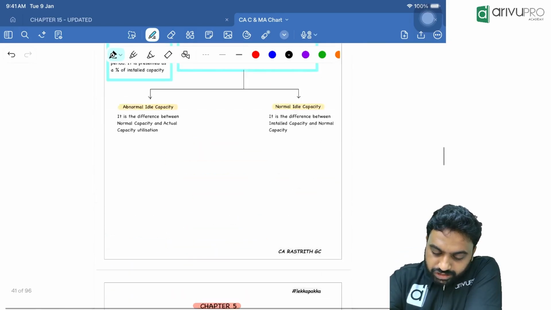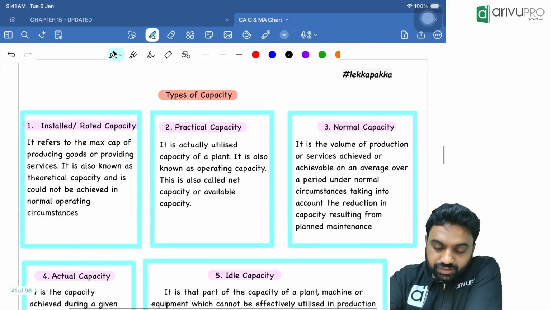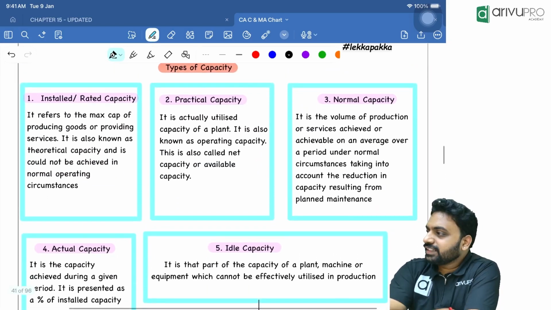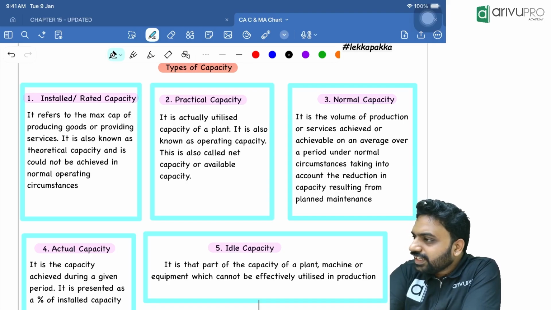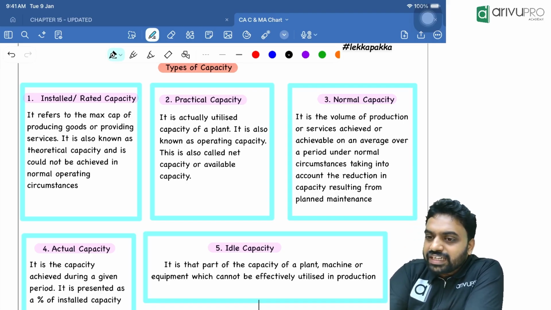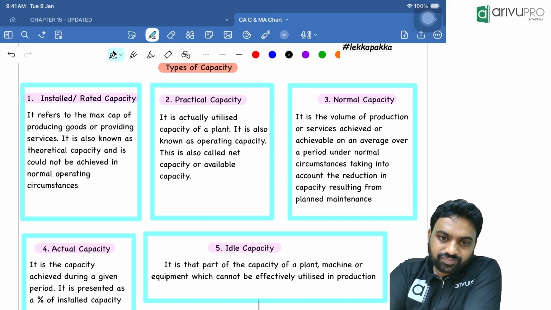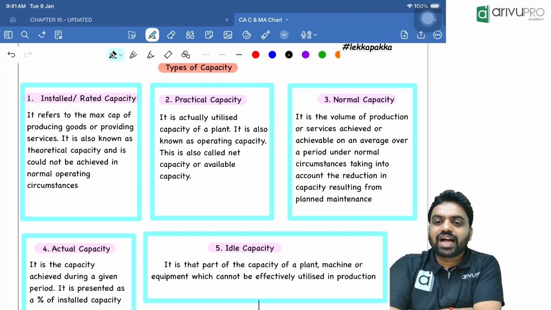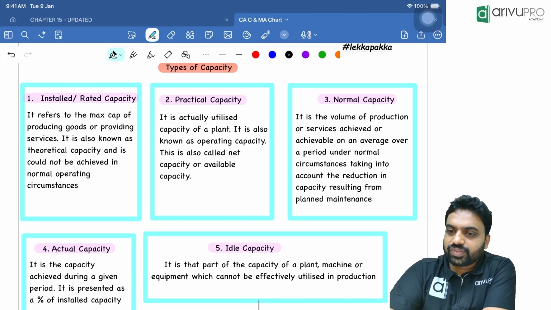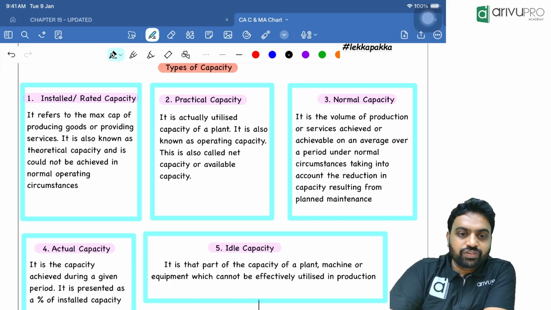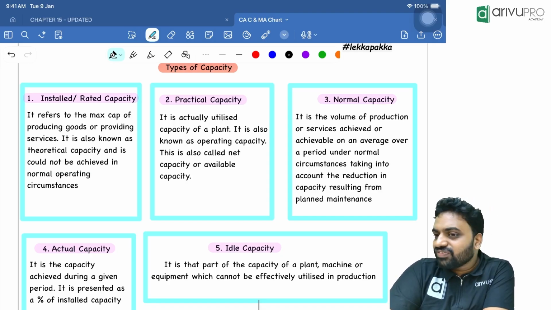Now, last topic, that is types of capacity. We have installed capacity or rated capacity. It's also called theoretical capacity. This is the capacity which practically we can't achieve at all. For example, whenever we buy any machine, that person tells you, you can run this machine every day for 20 hours, all the 365 days.